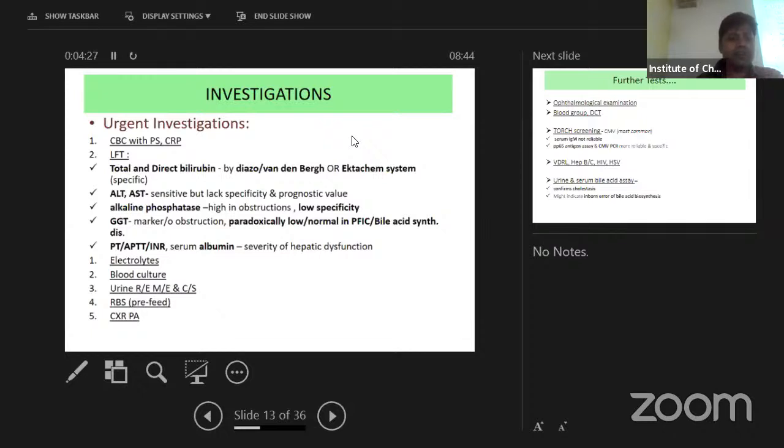specificity and prognostic value. Alkaline phosphatase has low specificity. Gamma glutamyl transferase is paradoxically low or normal in progressive familial intrahepatic cholestasis or bile acid synthesis defects. PT, APTT, INR, serum albumin indicate the severity of the hepatic dysfunction. Electrolytes, blood culture, urinary routine and microscopic examination, culture and sensitivity, random blood sugar, pre-feed, and chest X-ray PA.